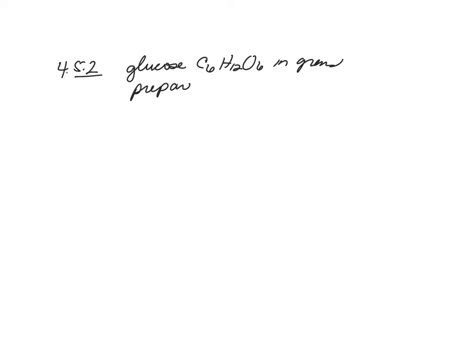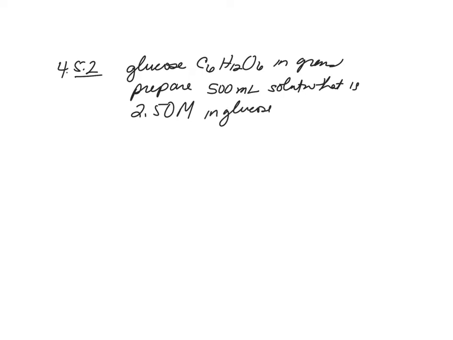The next question, 4.5.2, what is the mass of glucose, C6H12O6, in grams that must be used in order to prepare 500 milliliter solution. This is what you had to do in lab. That is 2.50 molar in glucose.